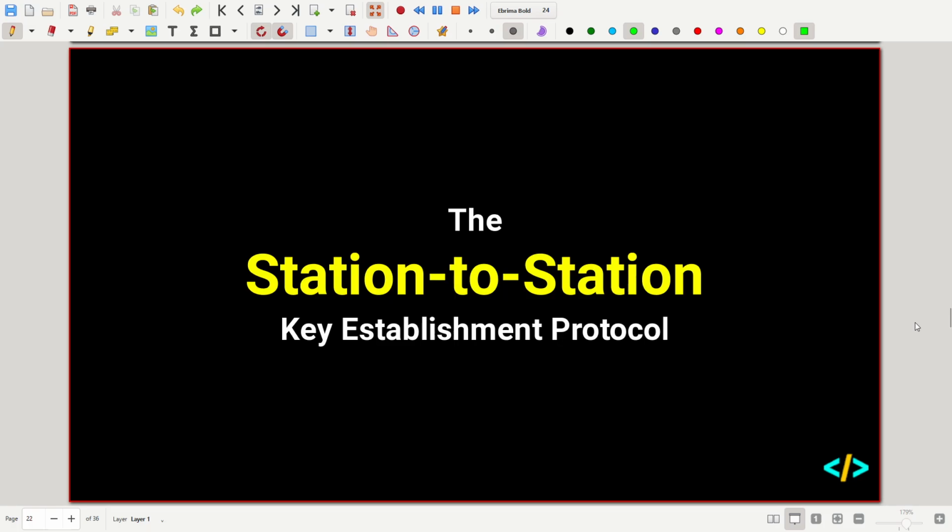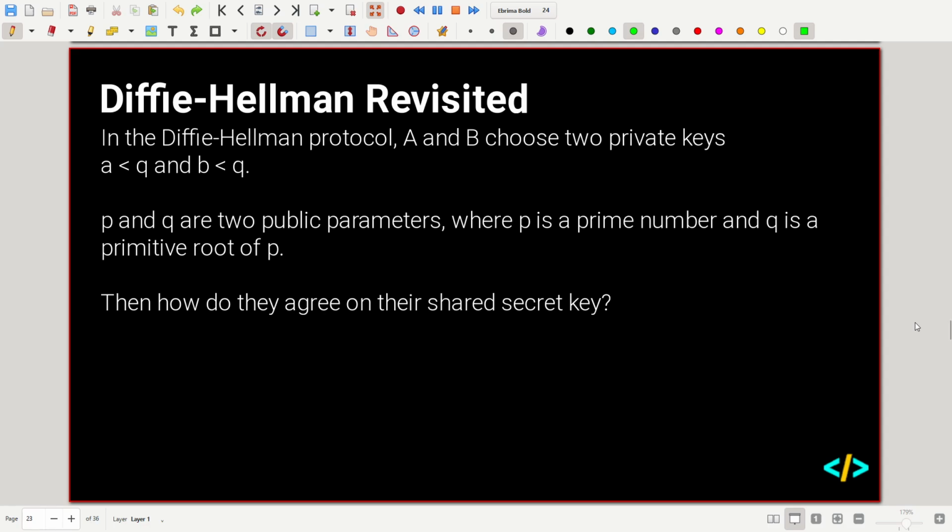Okay. So that brings us to the station-to-station protocol. This is another key establishment protocol, but here we have the idea of public and private keys. We have the idea of public key infrastructure. Now, in the Diffie-Hellman protocol, A and B choose two private keys, A and B. So P and Q are two public parameters where P is a prime number and Q is a primitive root of P. Can anyone remind me how we agree on a shared secret key from A, B, Q, and P?